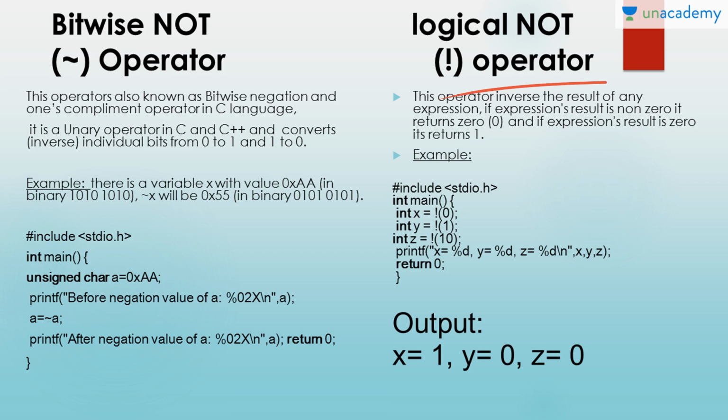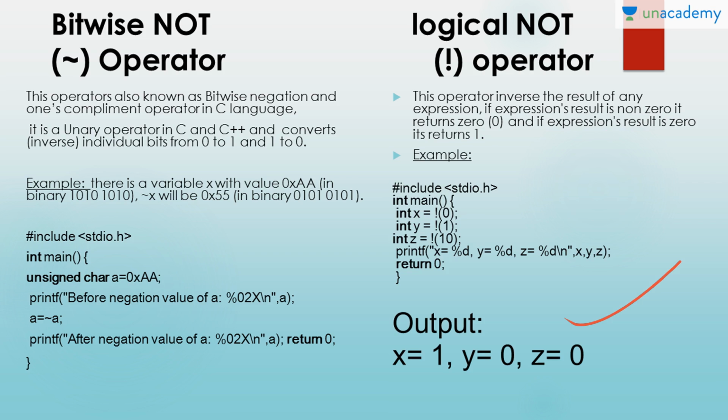So consider the example here. We take int x is equal to not 0, y is equal to not 1, z is equal to not 10. See here, this expression is non-zero. We saw that if the expression's result is non-zero, it returns 0. So for z equal to not 10, 10 is non-zero, so not of that we will obtain the answer 0. So z will be printed as 0.